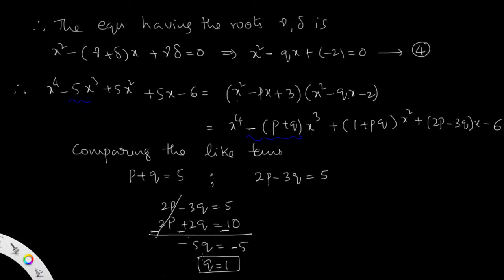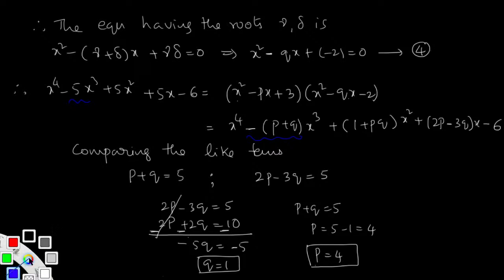Similarly, get the value for p by substituting q equal to 1 in any equation. From p plus q equal to 5, p equals 5 minus 1, that is 4, then p equal to 4. So p equal to 4 and q equal to 1. Substitute in equations 3 and 4. I am writing the third equation.